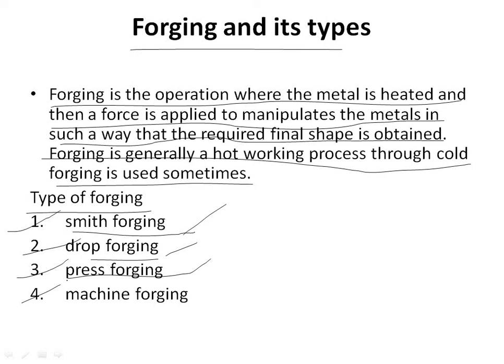Next we will be discussing machine forging. So what is machine forging? Unlike press or drop forging, where the material is drawn out, in machine forging the material is only upset to get the desired shape. As it involves the upsetting operation, sometimes it is simply called upsetting forging.